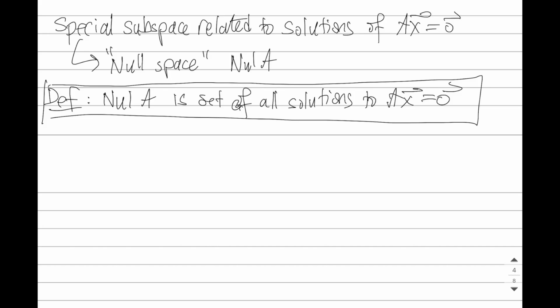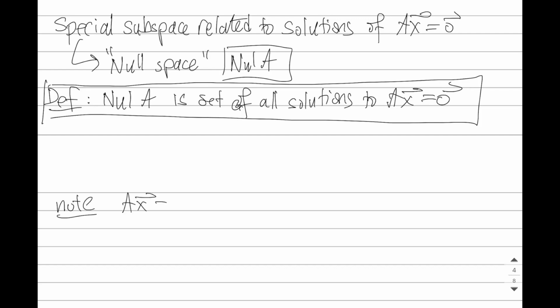A special subspace that's related to the system Ax = 0 is something called the null space. Null means nothing, means 0, and it's kind of meant to imply that the right-hand side of this system is 0. So the definition of the null space is the set of all answers to Ax = 0.